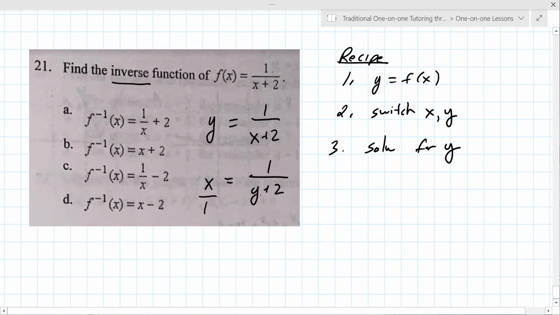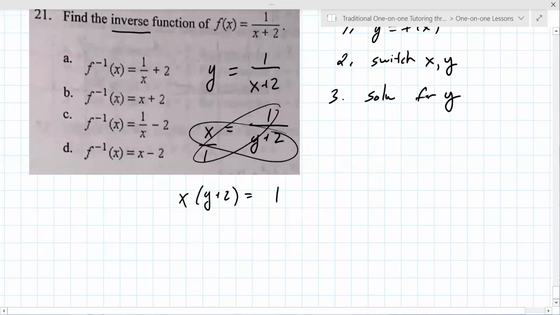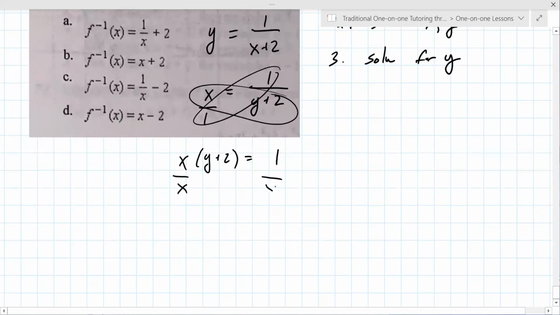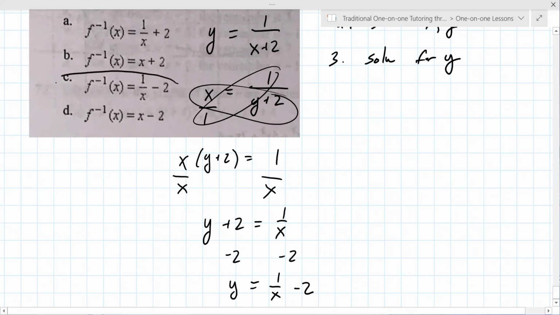So see how y is on the bottom here when we have two fractions. You can cross multiply or butterfly here. So you get x times y plus 2 equals 1. 1 times 1 is 1. You can divide by x. You don't need to distribute. That's a mistake because you're trying to get y by itself. And then you subtract 2 from both sides. So you get y equals 1 over x minus 2. And then there's a last step to replace y with f inverse, but I think you got it here.